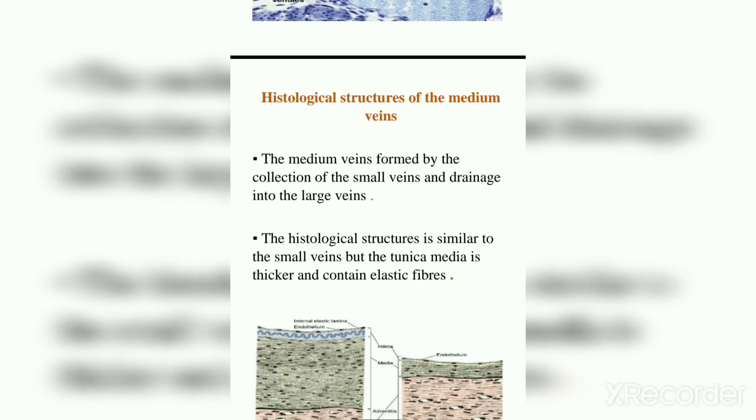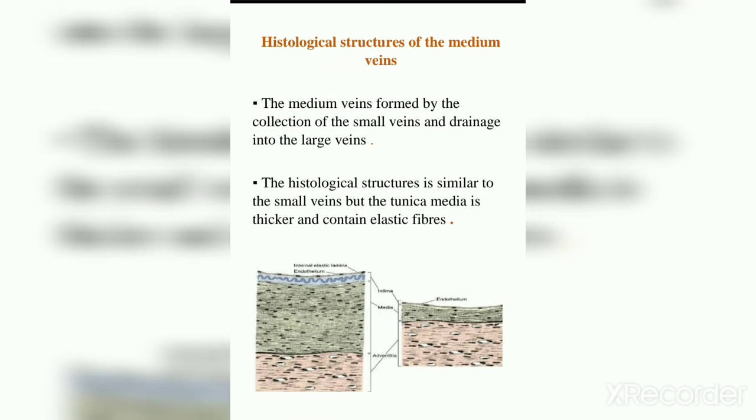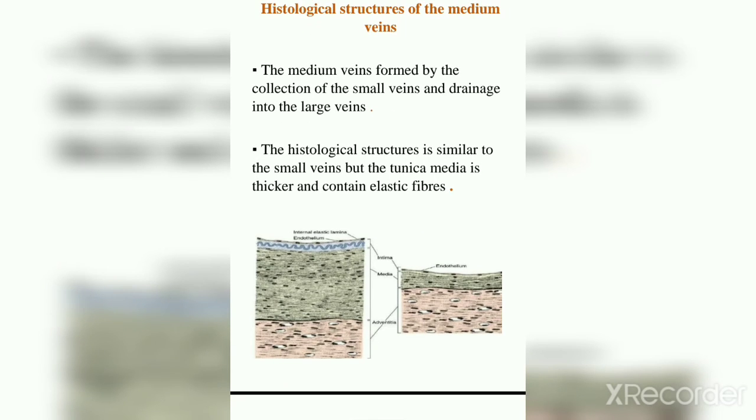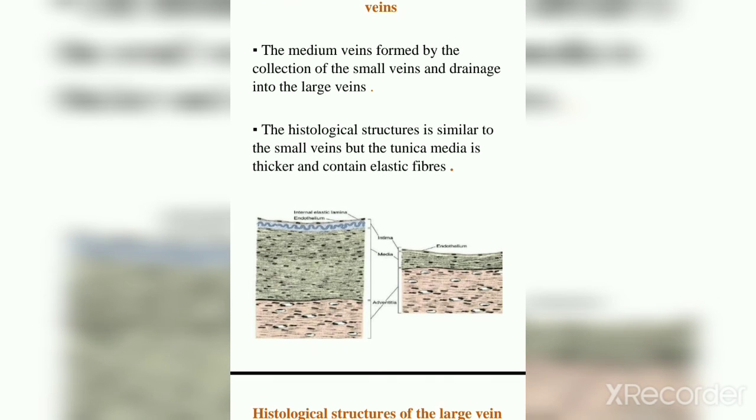Histological structure of the medium veins. The medium veins are formed by the collection of the small veins and drain into the large veins. The histological structure is similar to the small veins, but the tunica media is thicker and contains elastic fiber.